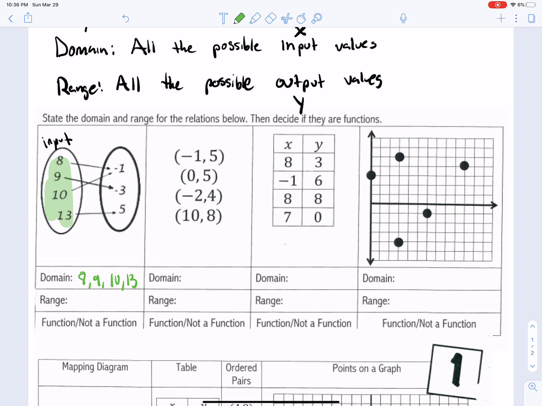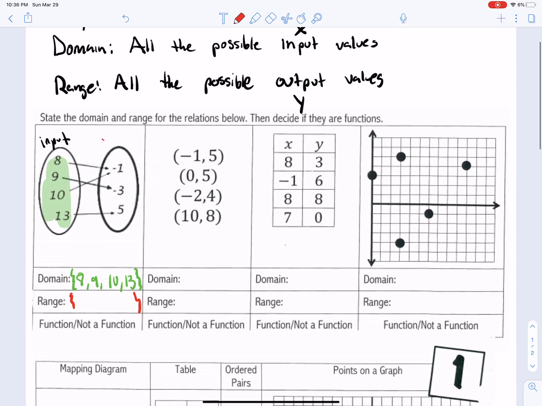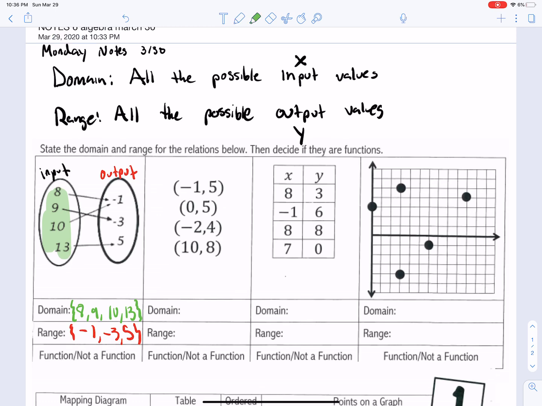And what we do for the notation of it, math is all about notation. That's like the symbols of math. We put these squiggly brackets around it. And that means we're talking about this set right here. And then the output values, well, those are the ones in the y. So right here are output, and that's the range. So all of these numbers, -1, -3, and 5. That's it, really. Just writing down the domain are all the x numbers, all the input numbers, and the range is all of the y values.